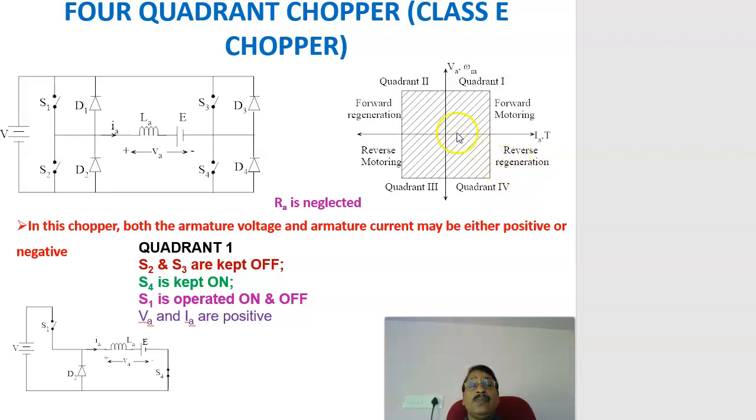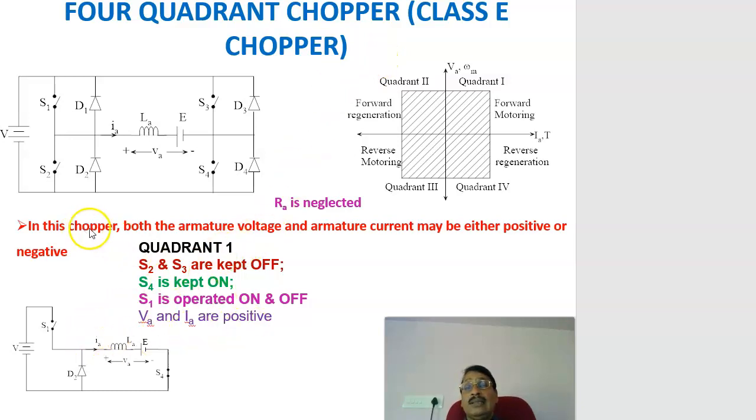In that case, current is positive but voltage is negative, which means that speed is negative and torque is positive. Therefore, these are the 4 quadrants of operation that can be implemented by using a circuit like this. This is called a 4-quadrant chopper, also known as a class C type chopper.